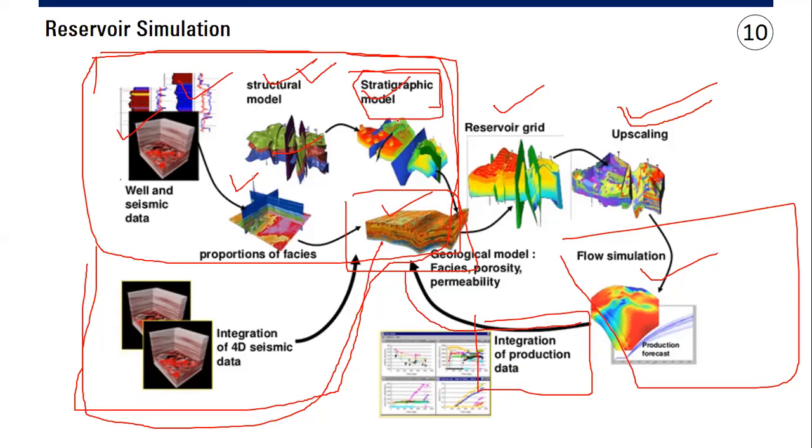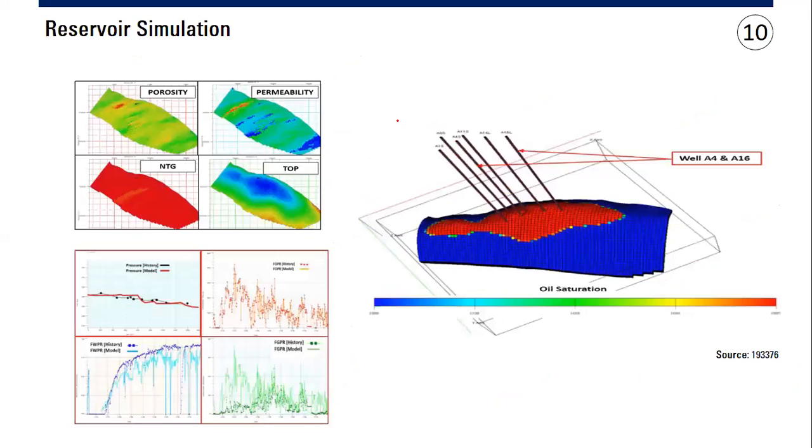And it is very, very important. The result it gives is really crucial for our work as reservoir engineers. So we will get the porosity map, permeability map, net to gross map, and top map, and also maybe the HCPV map, the hydrocarbon pore volume map. That's really important. And a movable oil map like this one. This is really important. This is an oil saturation map.